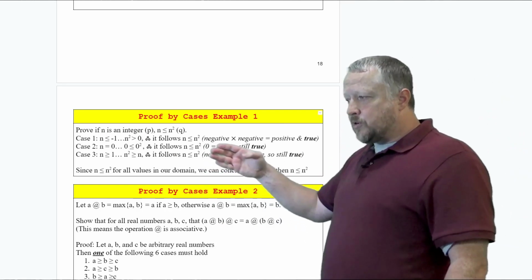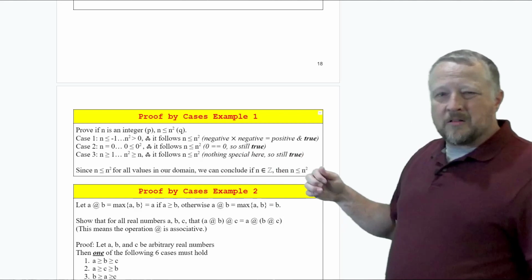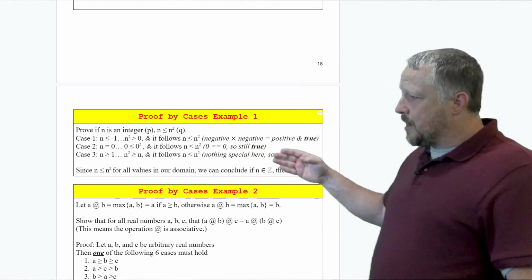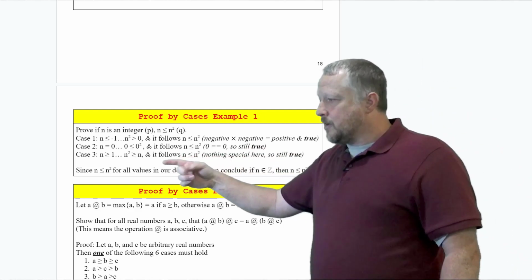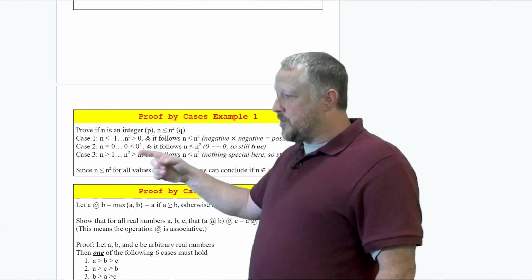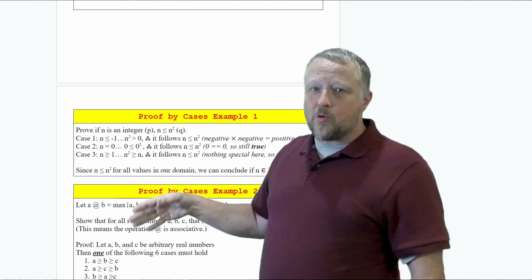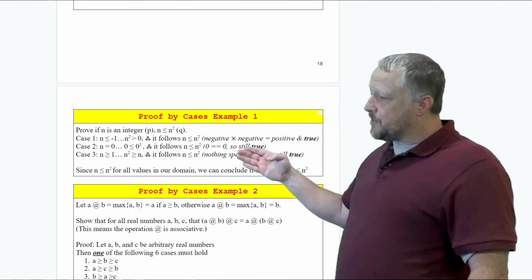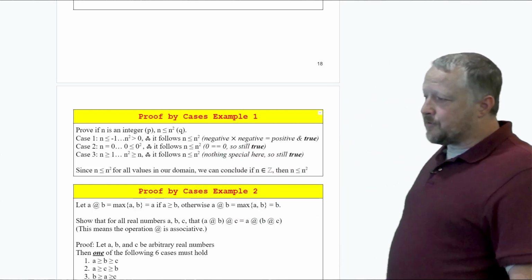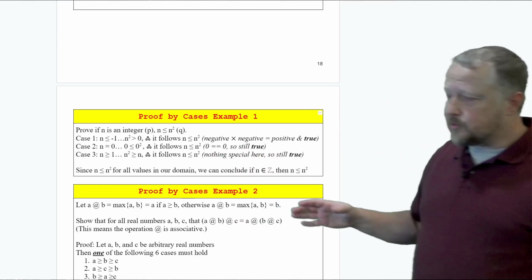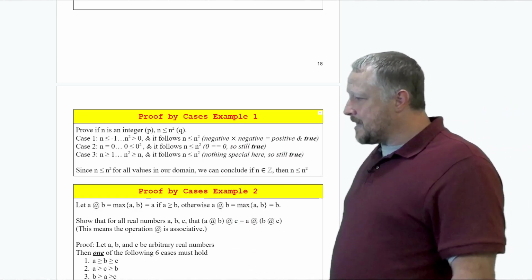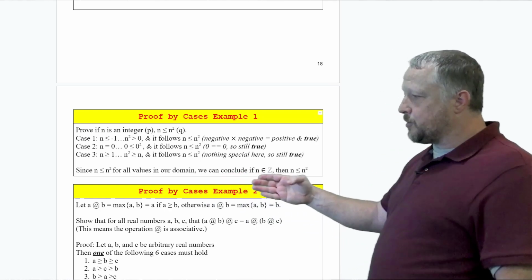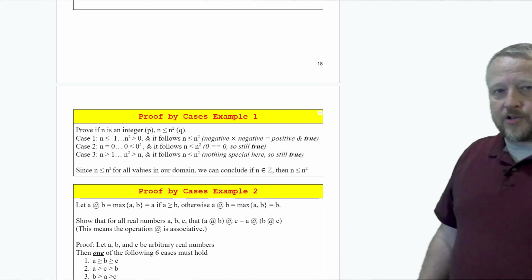So notice all I'm doing is basically plugging in numbers and then proving if it's true or false. Now again, we have the 0 part. Now I've got to be careful. 0 squared is equal to 0, so 0 is less than or equal to 0. So that's still true, and then obviously the other case is true as well. So since n is less than or equal to n squared for all values in the domain, we can conclude that what we've got is true.